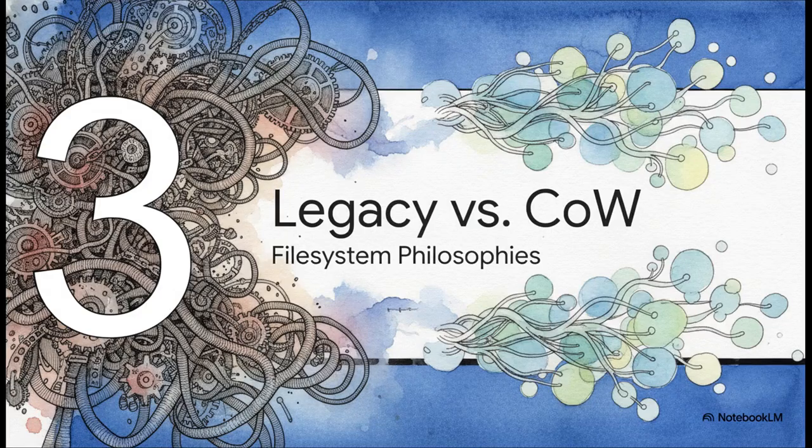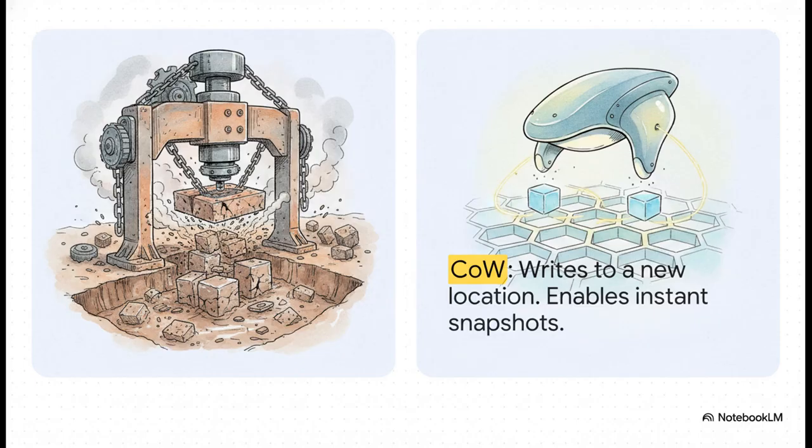Which brings us to Section 3, Legacy versus copy on write. So how do different systems handle that crazy mix of demands? Well, legacy file systems, think NTFS, actually overwrite data right in place. You take a snapshot, it requires this heavy, clunky data copying that completely degrades performance.